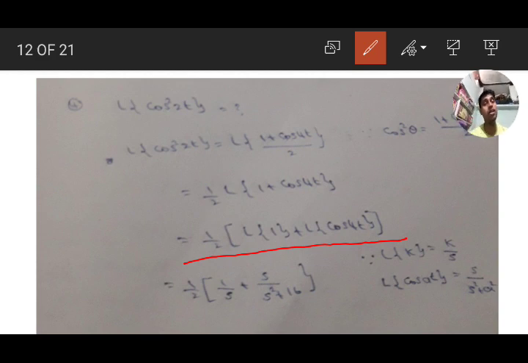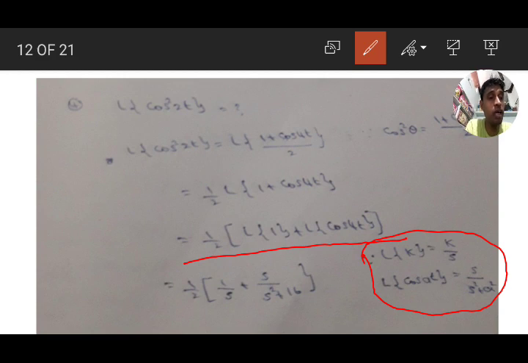So the linearity property is over, same steps. Next we need the formulas L of k is k by s, L of cos at is s by s square plus a square. Here a equal to 4, and k equal to 1. By substituting these formulas, we get 1 by 2 times 1 by s, L of 1 means 1 by s, L of cos 4t means s by s square plus 4 square, means s by s square plus 16.